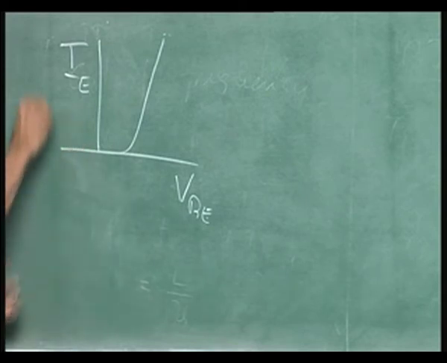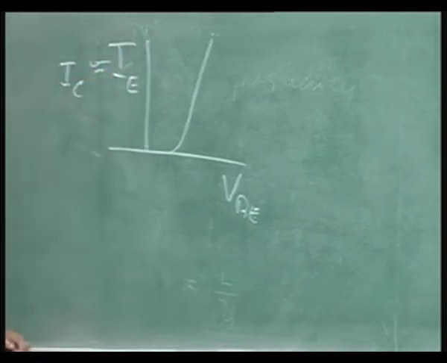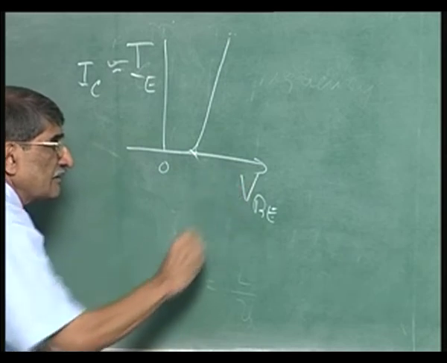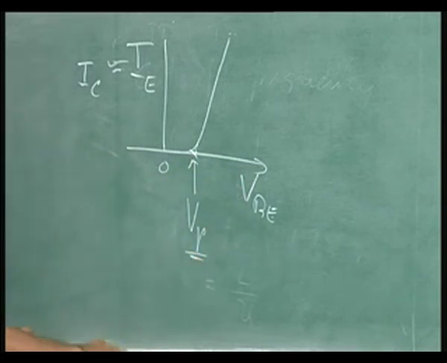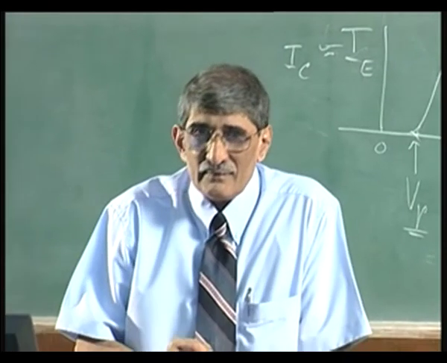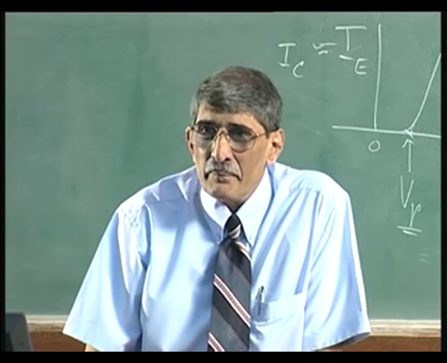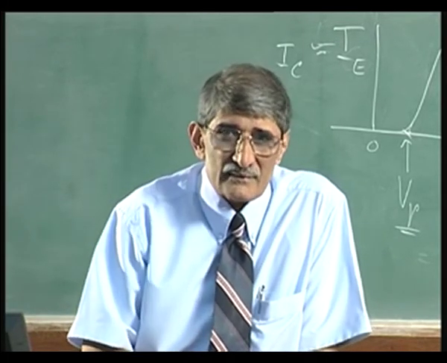And this is actually equal to IC. IC is approximately equal to IE. What is this quantity? This is 0, this is VBE, and this is the cut-in voltage V gamma. Cut-in voltage is threshold voltage. Now, the cut-in, that is the point at which it really begins to conduct. In the case of BJT, you have a cut-in voltage, which you can call a threshold voltage.